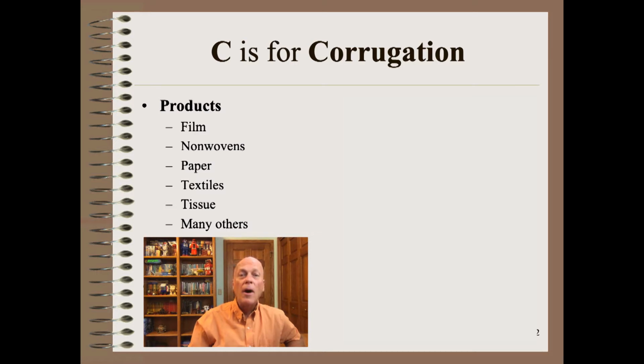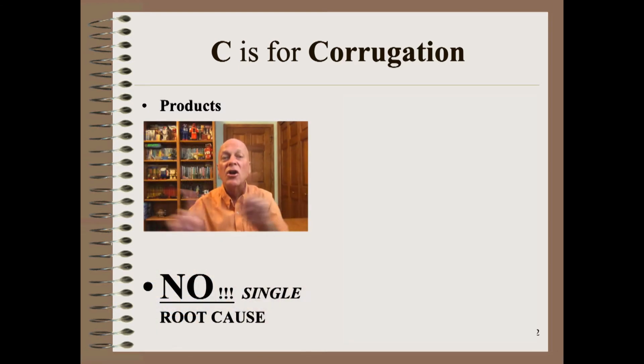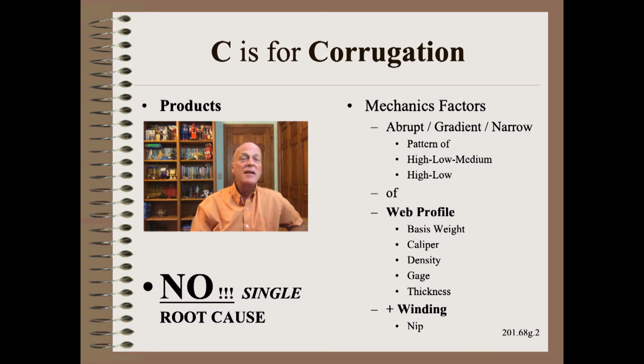Corrugations are seen on a wide variety of webs, including paper, film, foil, nonwovens, textiles, and many others. As we've learned in previous defects, there is no single root cause. Instead, there is a single mechanics of defect generation that has many factors. The first major factor is web profile. There must be an abrupt or narrow gradient of something related to thickness, such as basis weight, caliper, density gauge, or whatever you call it.